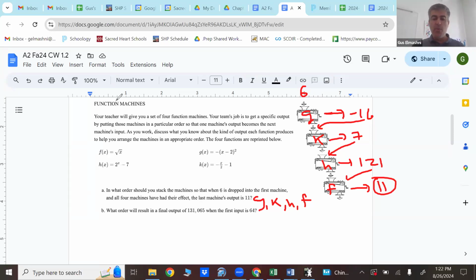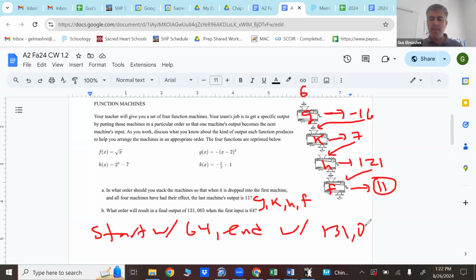Now, go and do part B, doing the same thing. You're going to start with 64. For part B, start with 64 and end with a large number. My guess is H is going to be last if you want a big number at the end. So start with 64. Hopefully it's obvious which one to start with. For part B, H should be last. No, for part A, F was last. But for part B, most likely H will be last. I don't know, we'll see. I could be wrong though.